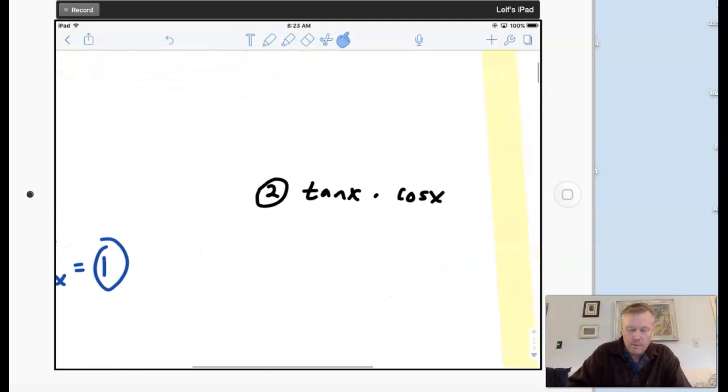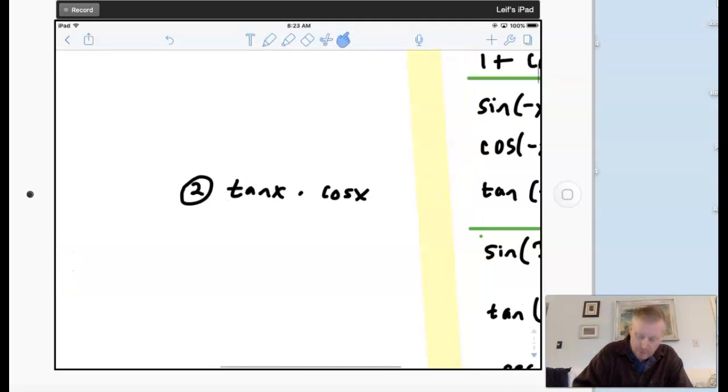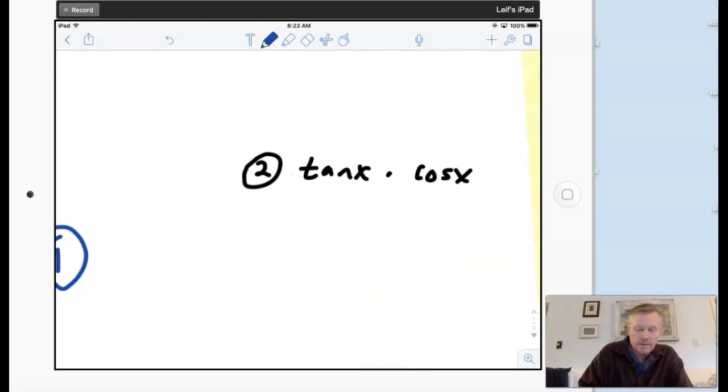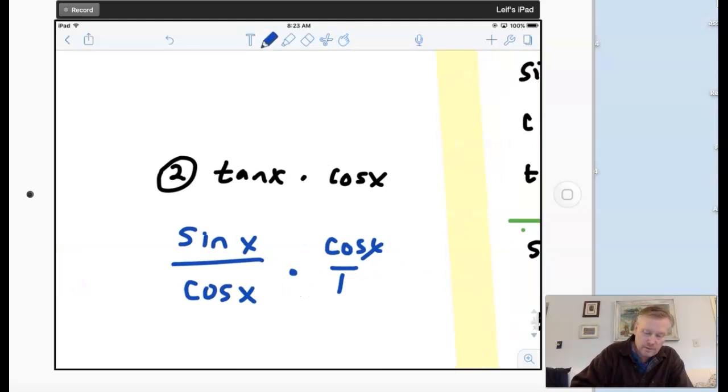Number 2, tangent times the cosine. So the tangent is, do I have it written down here? I guess I don't. It's from an earlier video. One of the definitions of the tangent is the sine divided by the cosine. And this would be the cosine of x. You can always put that over 1. So if I multiply those together, you will find that the cosines cancel, which leaves me with just the sine of x. And that's the answer.